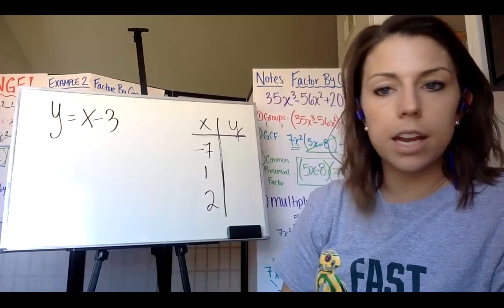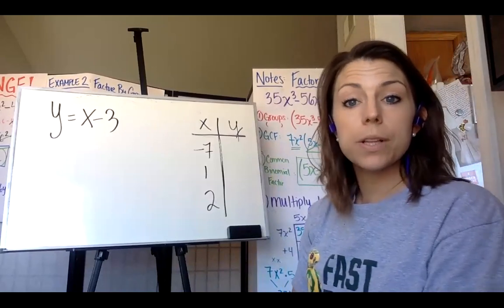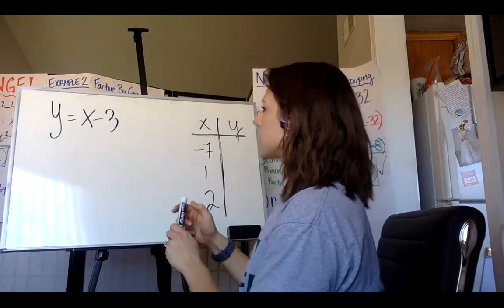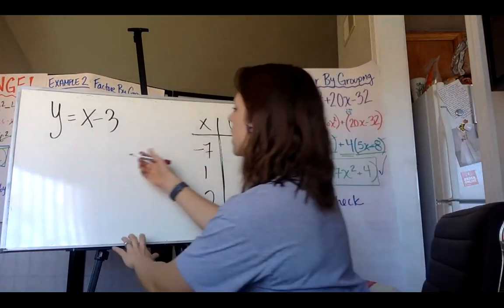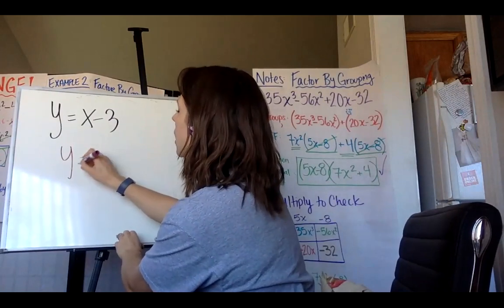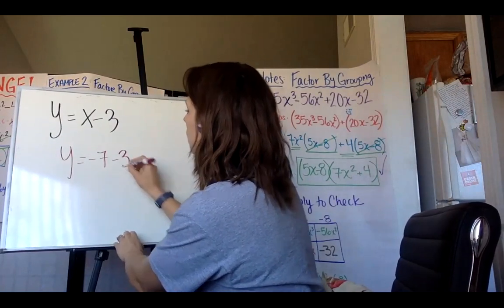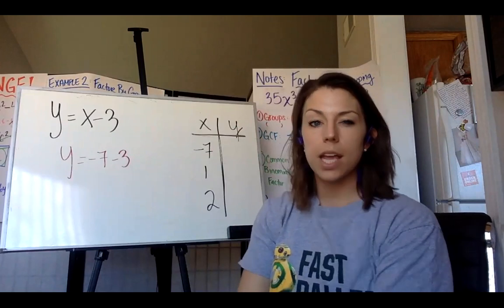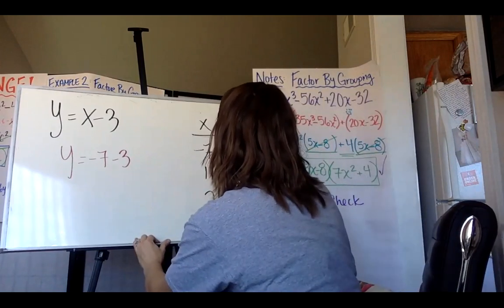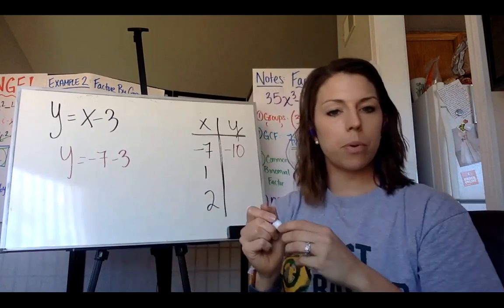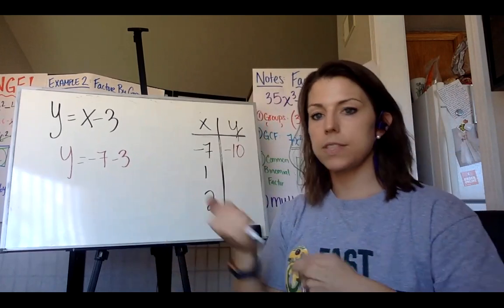All right, so I've gone ahead and written this one down and we'll give it a shot. So plugging in -7, I'm going to show my work this time just so that you see what I'm thinking about. When I plug in -7, that means I'm figuring out y is -7 minus 3. So -7 minus 3 is -10. So there's my first set of points, -7 and -10.